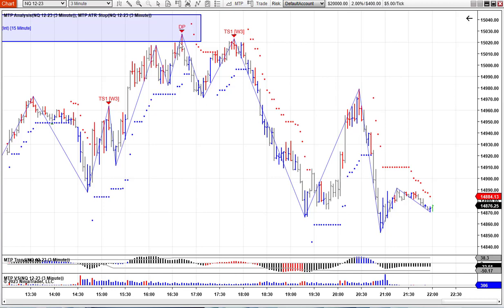In other words, the picture was clear. So the market came down. The trend was deemed to be down. This was confirmed by our MTP trend going red. Can you see that? Therefore, after this, you'll be looking for sells.